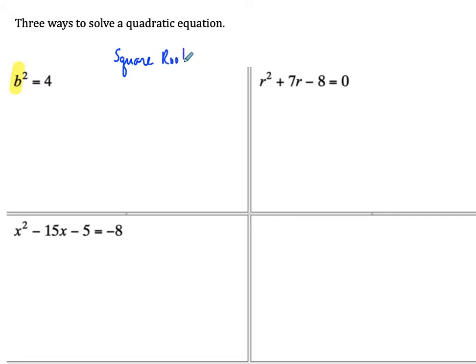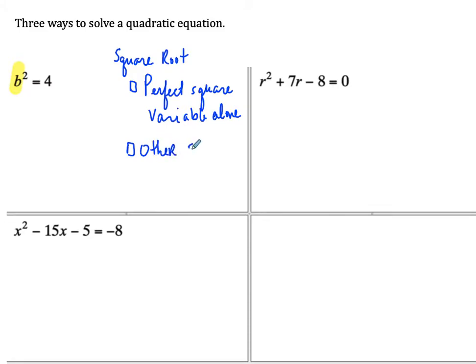Some things that will trigger you to know that you're going to take the square root are: you have a perfect square variable that is alone on one side, right? Or maybe it's not alone, but you can get it alone, right? And then the other side is just a number.